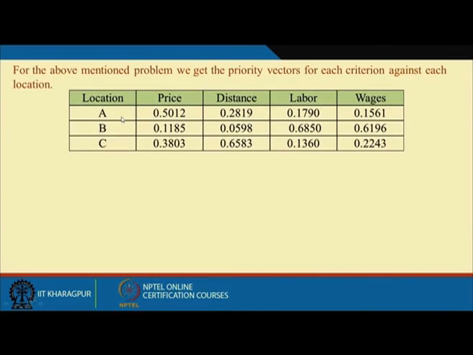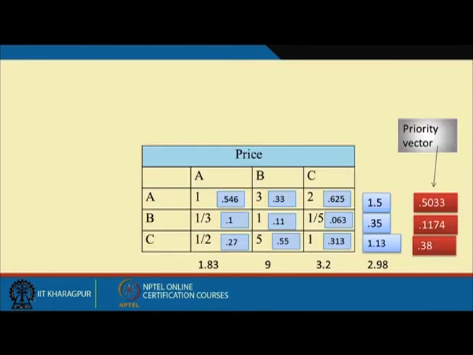Now, similarly, for individual cases we can have the priority vector for price, for distance, for labor, and for the wage. Now you compare. For price you see, this is 0.5 for the price, not 5.